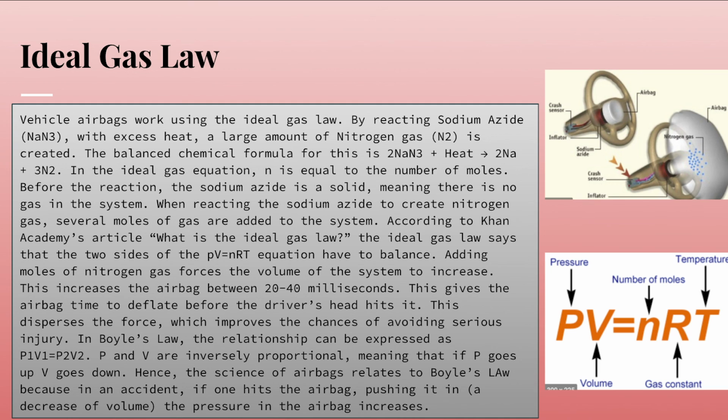The second picture shows the ideal gas law written in the empirical form. This is PV equals nRT. P, V, and T are the pressure, volume, and temperature. N is the amount of substance, and R is the ideal gas constant. The ideal gas law says that the two sides of this equation have to balance. Adding moles of nitrogen gas forces the volume of the system to increase. This inflates the airbag in 20 to 40 milliseconds, which improves the chances of avoiding serious injury.